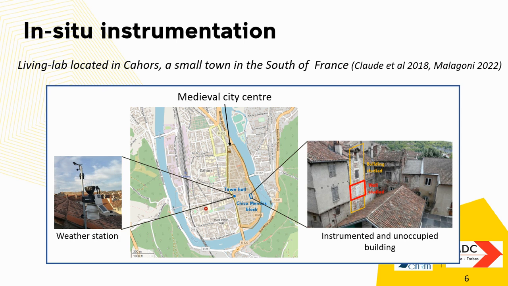For this, we relied on in-situ instrumentation present in the medieval city center of Cahors, a small town in the south of France. A weather station is installed on a roof and provides local weather data. Several buildings are also instrumented. We will use the wall framed in red in the study and the adjacent room.